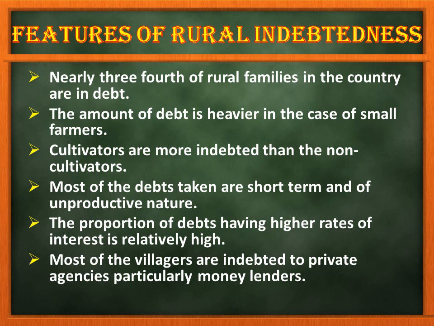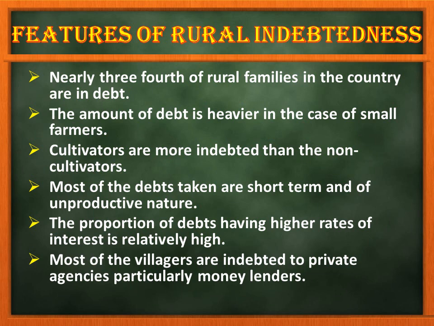What happens? A small farmer is borrowing a larger amount of money, but he is not able to pay it. Cultivators are more indebted than the non-cultivators. Most of the debts taken are short-term and of unproductive nature. Short-term, within a short term they have to repay it, and it is unproductive.